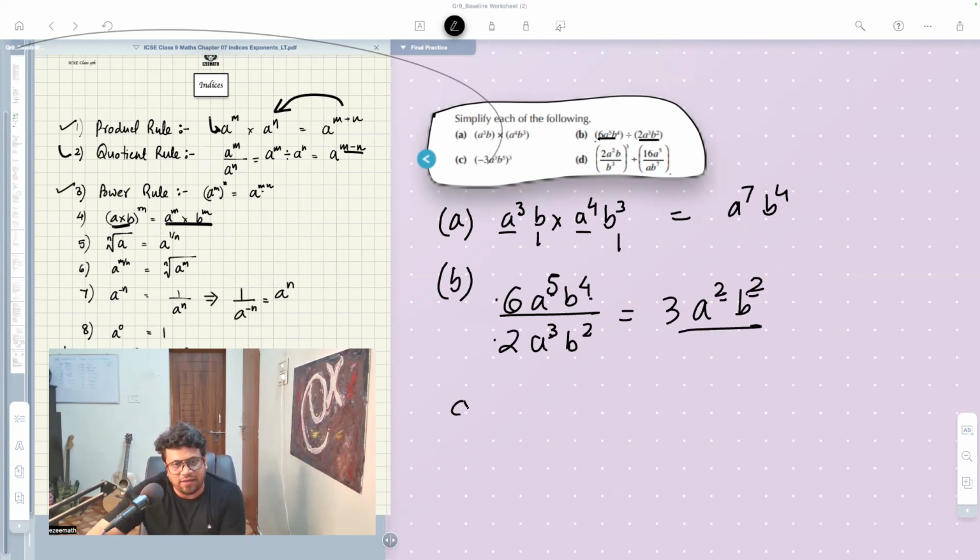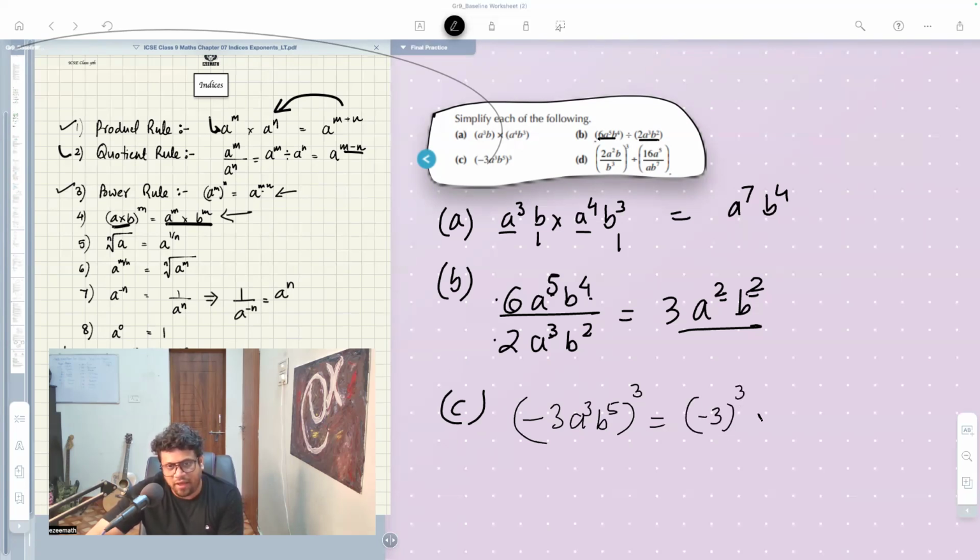Okay, let's look at part C. For part C, we're going to use the fourth rule and the power rule together. So (negative 3a cubed b to the power of 5) whole to the power of 3. Using the fourth rule, they're going to be negative 3 to the power of 3, a cubed to the power of 3, and b to the power of 5 whole to the power of 3.